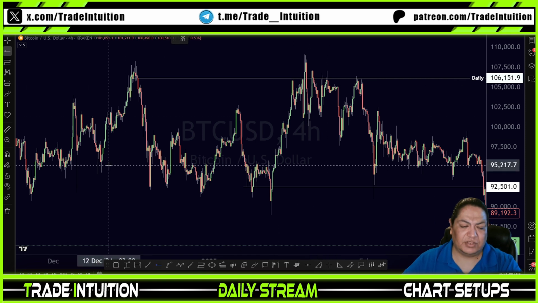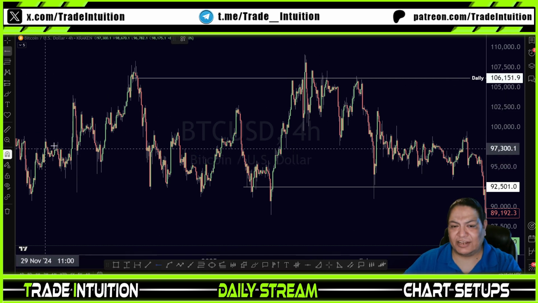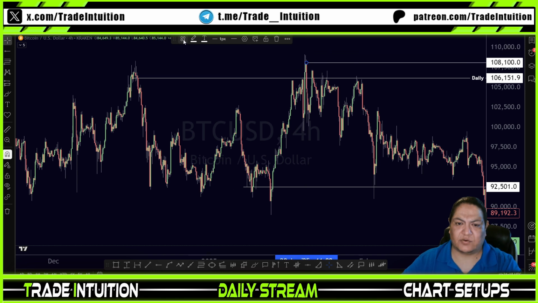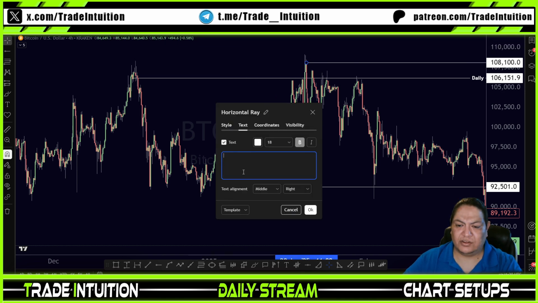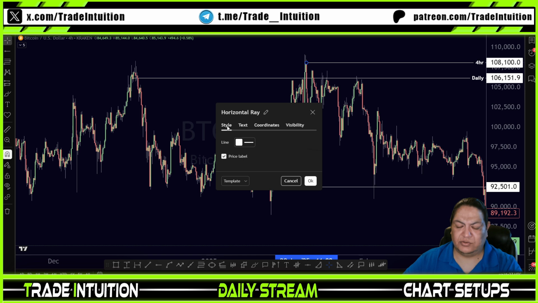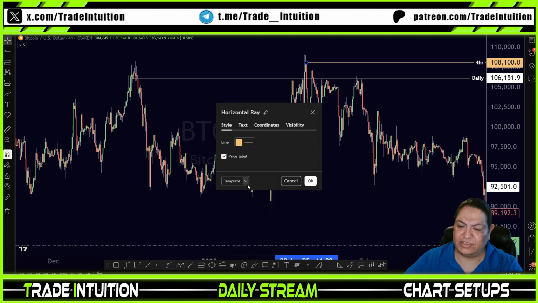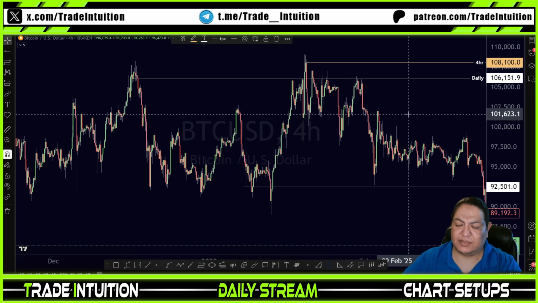Now I can use my magnet tool once more, come over to the top of this, which is actually the highest point, and do this level right here. Same thing, come over here, and now this is my 4 hour. I can do a different color for the 4 hour. Again, saving these templates will help you tremendously, because instead of doing this every single time, it'll automatically be done. I'm not going to do it because I already have templates saved.